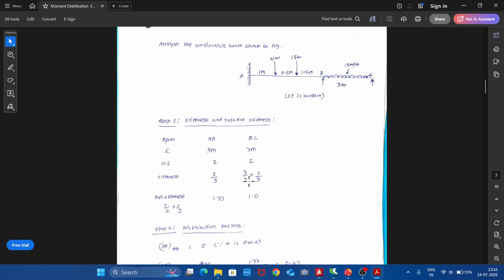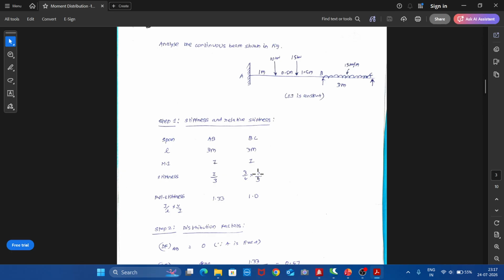Then in order to make the calculations easier, we will go for relative stiffness. That is, we will convert these into mere numbers so that we can use them for further calculations of the distribution factor in the moment distribution table. I can multiply both these values by 3 divided by I. If I multiply by 3 by I, this becomes 1, and for the other, the 3 cancels, 3/4, the I cancels, so 0.75.